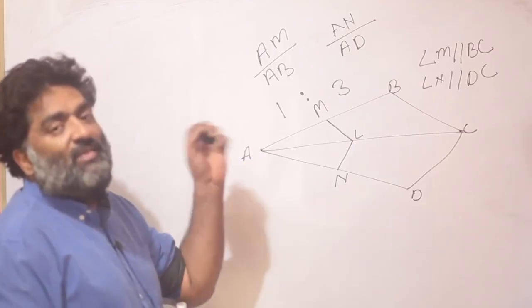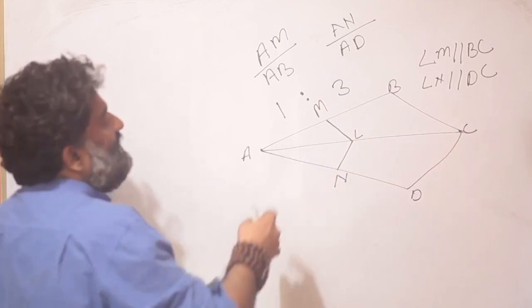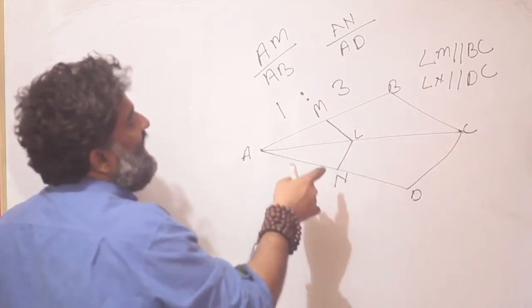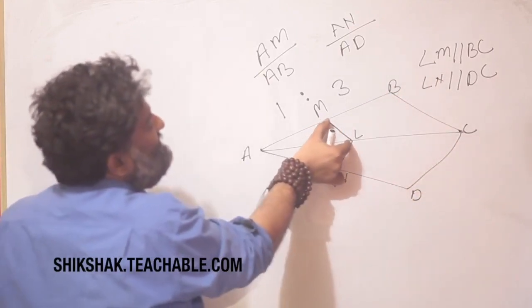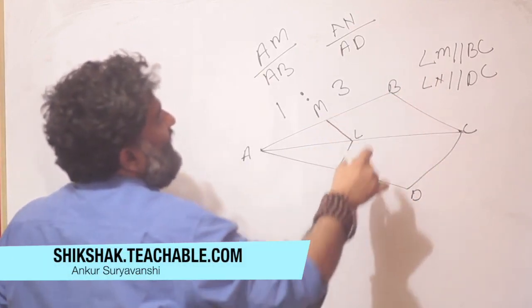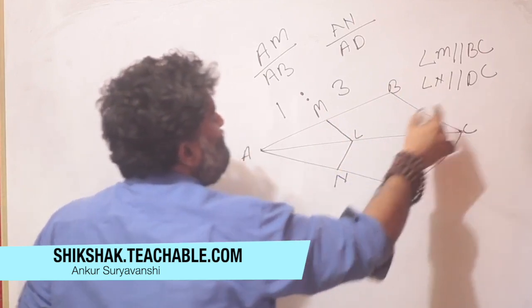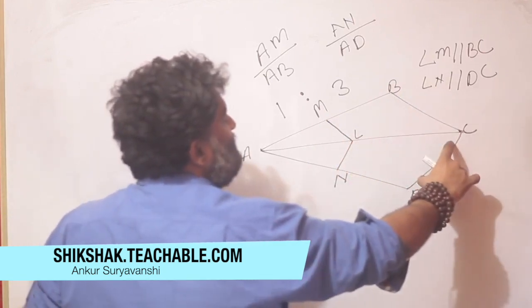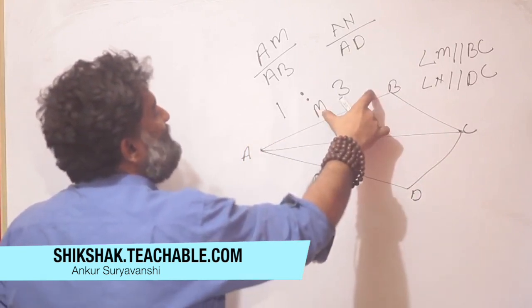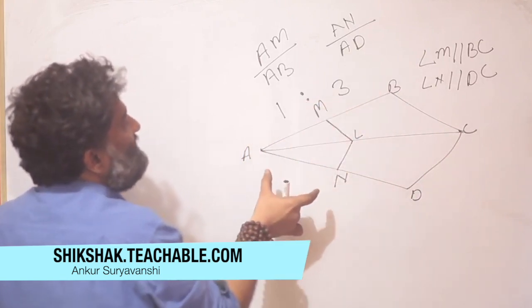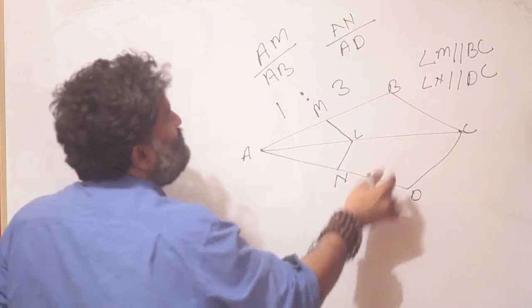So let us now apply the idea in an actual problem. This is the figure given to us, and I know that LM is parallel to BC. That means this line is parallel to this line, and also that LN is parallel to DC. So LN is parallel to DC. And it is given to me that AM is to MB is 1 is to 3, and the question is what is AN is to ND.